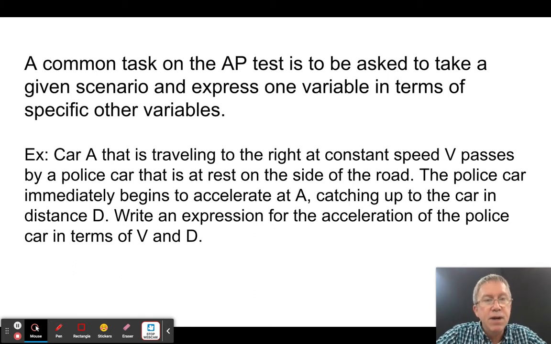So here's our example. Car A is traveling to the right at a constant speed v, and it passes by a police car that's at rest on the side of the road. The police car immediately begins to accelerate at a, catching up to the car in distance d. Write an expression for the acceleration of the police car in terms of v and d. Classic kind of question they might ask. Okay, so let's see what we do here.